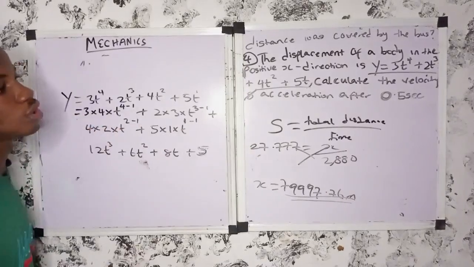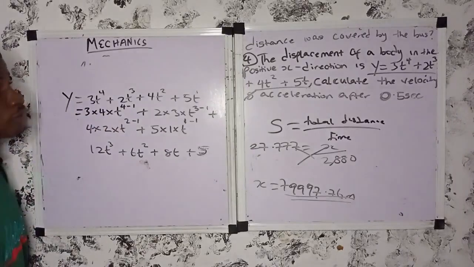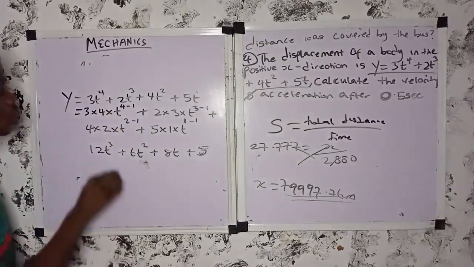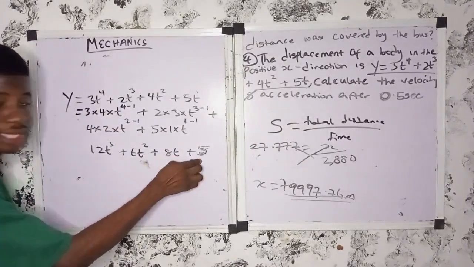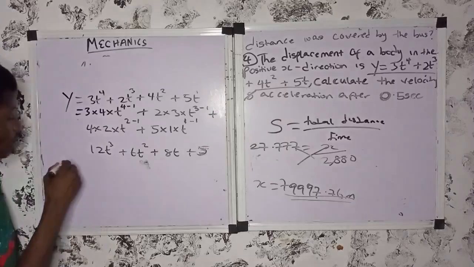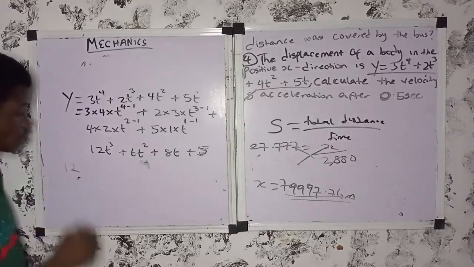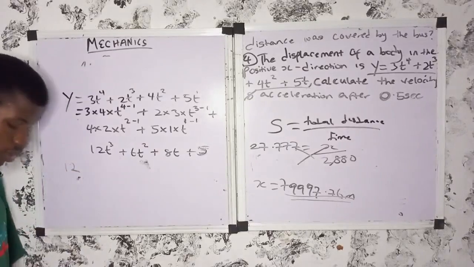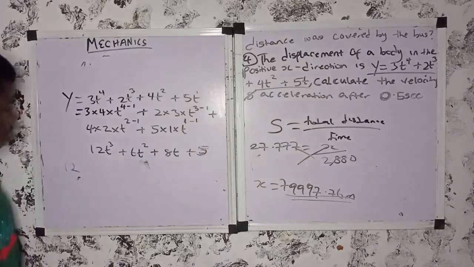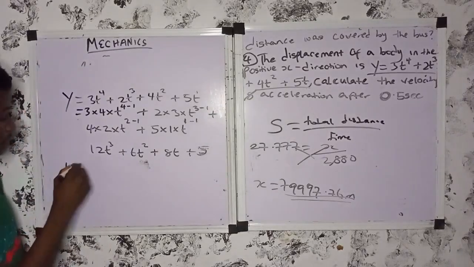They gave us that time is what? The time is 0.5, right? So we have to input 0.5 in this place. Let's do it. Now it will be 12.